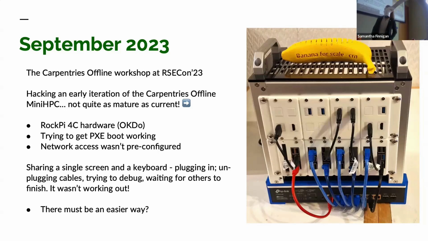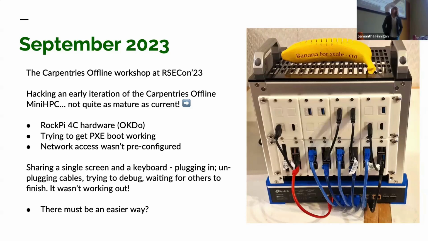There's a couple of different iterations of the mini HPC, but the one my hack group were trying to hack on was using this Rock Pi 4C hardware, which Janetta was able to buy with SSI funding. So again, single board computers, much like Raspberry Pis, but a little bit more powerful, and mostly because actually in 2020, 2021, when this project was kicking off, it was impossible to get hold of Raspberry Pis anywhere from anyone. So we were looking out to other manufacturers.